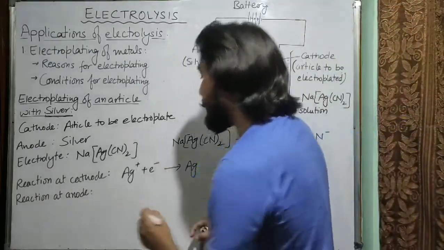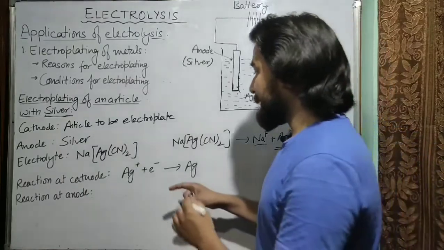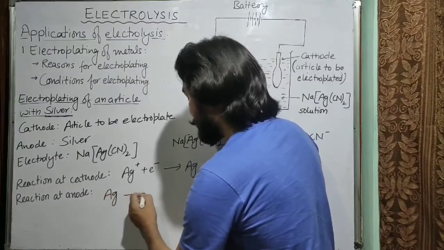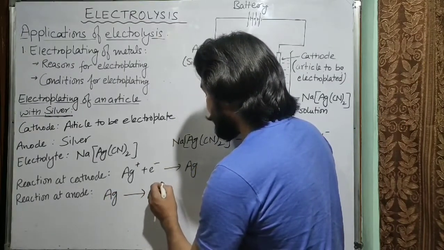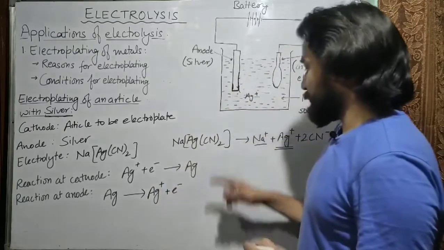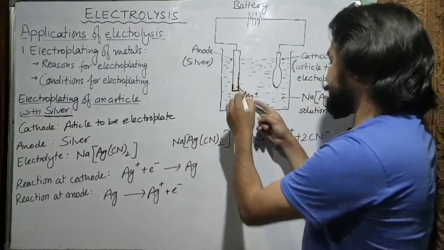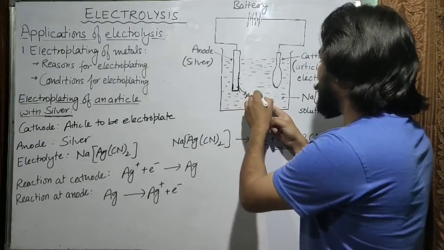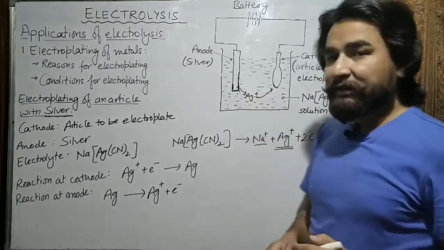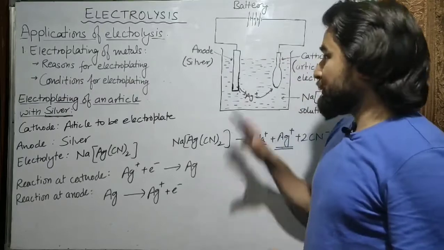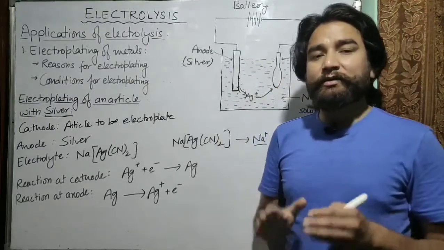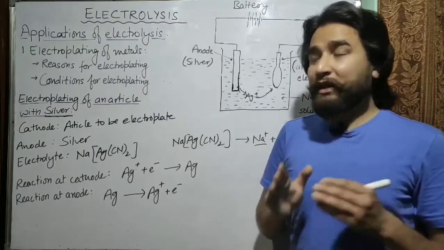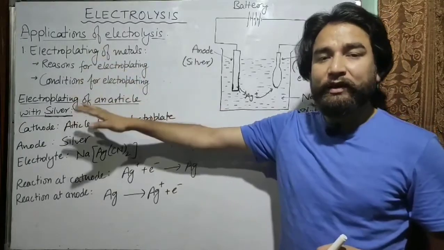Then the reaction at the anode. What is going to happen at the anode? Silver metal will get oxidized at the anode and lose one electron. So you can see that silver is oxidized at the anode and it will move to the cathode, then gain the electron and deposit at the cathode. So this is the process of electroplating of any article with the help of silver. We are using silver for electroplating this time.